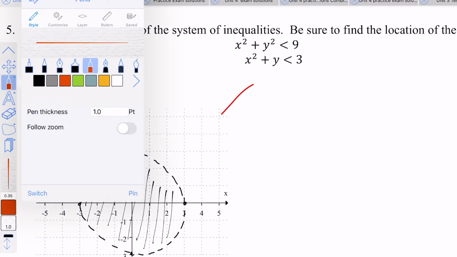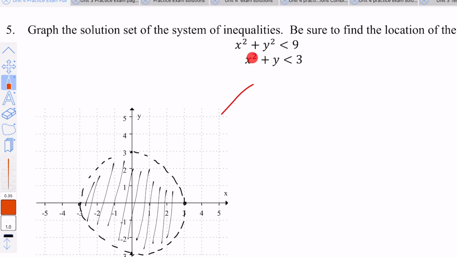Now this one here, I'm going to move the x squared over by subtracting it. So we have -x squared plus 3.